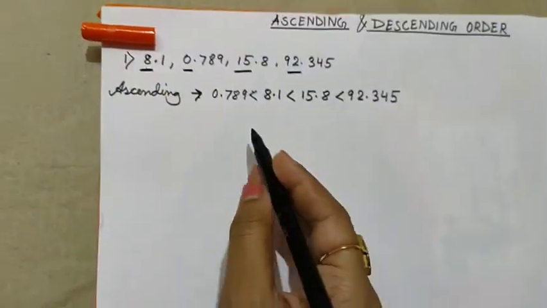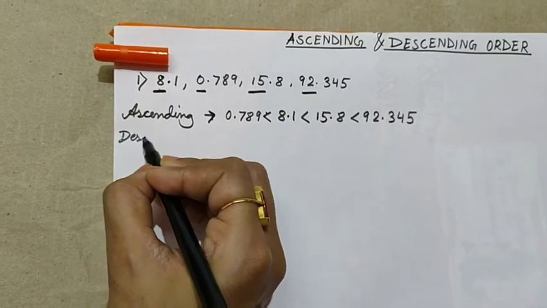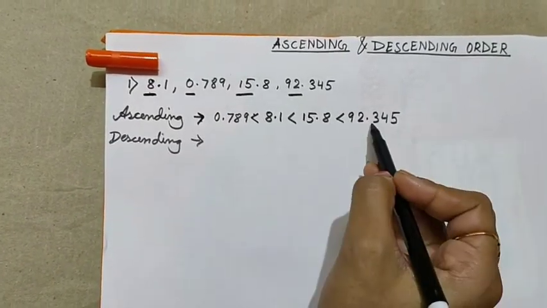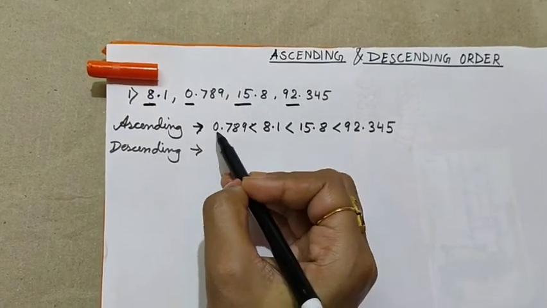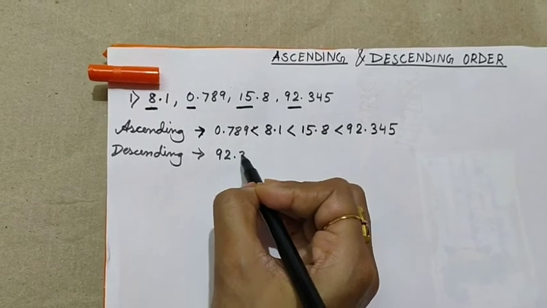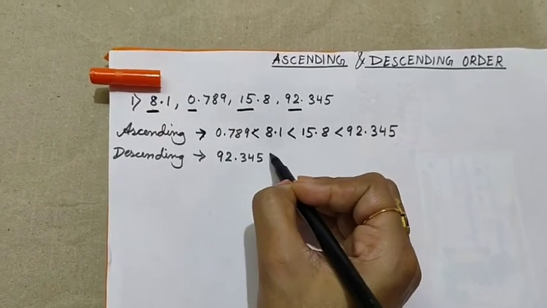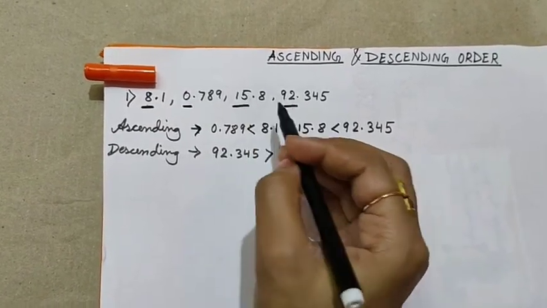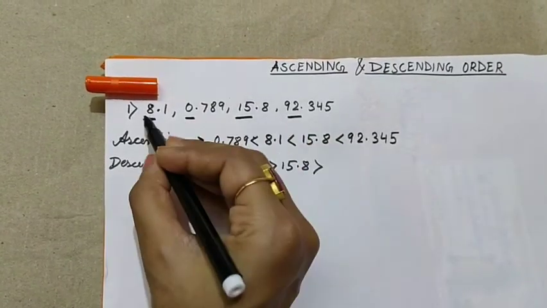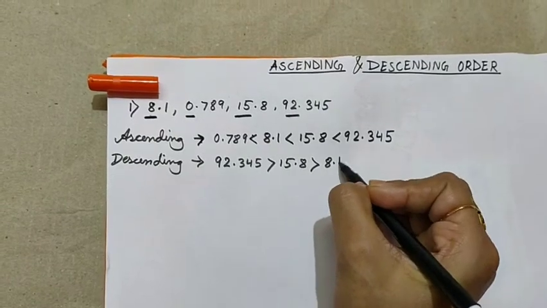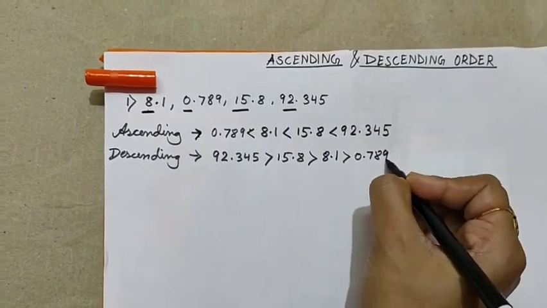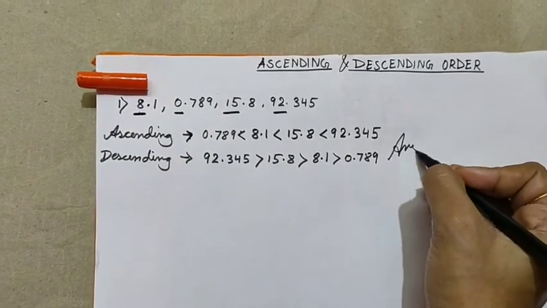Now if we have to arrange these numbers in descending order, what do we have to do? We have to arrange them from the largest to the smallest. Okay, now what is the largest whole number here? 92. So 92.345. After 92 it is 15, so 15.8, after it 8.1, and after 8 it is 0.789. So this is our answer.